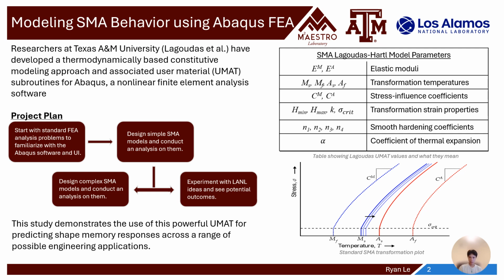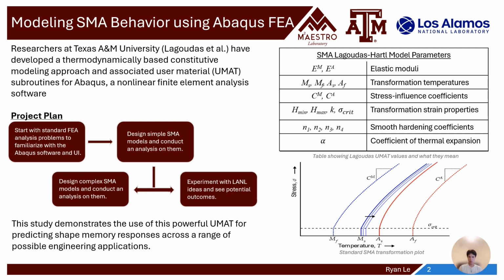If we look at the transformation plot, when we modify these transformation temperatures, it shifts the lines left and right, which Abaqus then uses. So for a project plan, we started with standard FEA analysis problems to allow me to familiarize myself with Abaqus and its UI. We then designed simple SMA models and conducted analyses on them. This was things like cubes and beams, and this allowed me to familiarize myself with the UMAT.